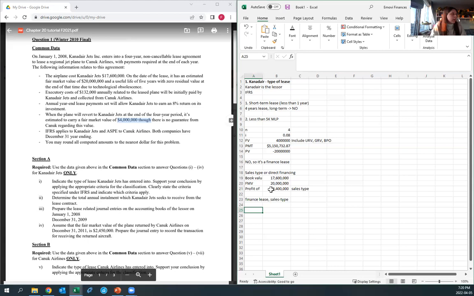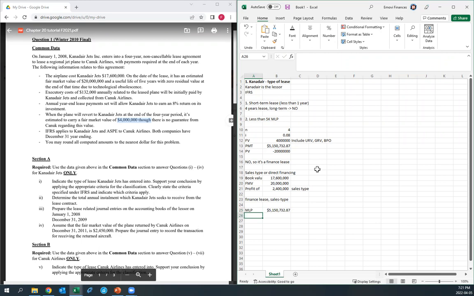So two, we're going to have to determine the total annual installment which Canadair Jets seeks to receive from the lease contract. That means how much money every year is Canadair going to get from Canuck for their lease agreement. The first amount that you want to find is the annual minimum lease payment, and you also want to find whether there is any executory cost that the lessee needs to pay to the lessor. Here we already found our minimum lease payment amount, which was the 5 million.